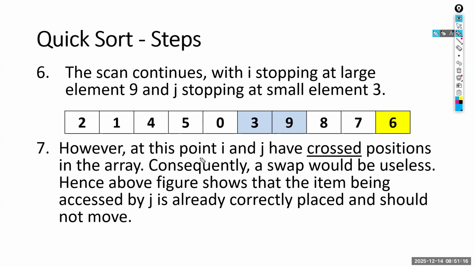However, at this point, i and j have crossed positions in the array. Consequently, swap would be useless, because 3 is already smaller than 9. Hence, the above figure shows that the item being accessed by j is already in the correct place and it should not move. Okay? That is the idea. So that means we stop when those two variables cross.